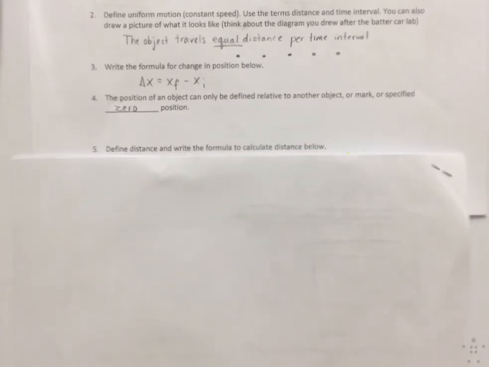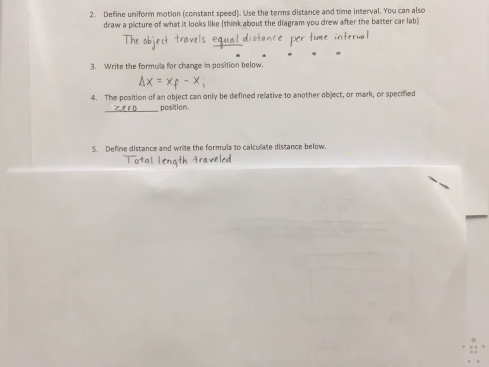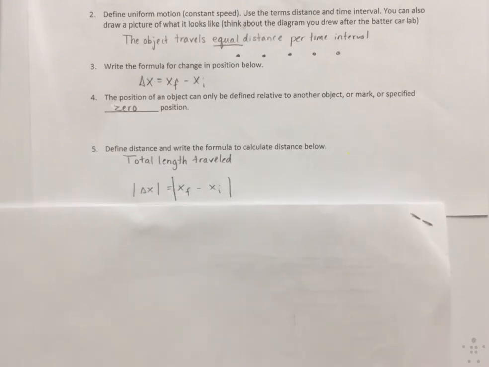Number 5, define distance and write the formula to calculate distance. Well, distance is simply the total length traveled. It doesn't matter the direction, it only matters how far you went. So we can use this same formula, but the difference is we have to use absolute value bars, which means whatever answer we get, we turn it to a positive afterwards.